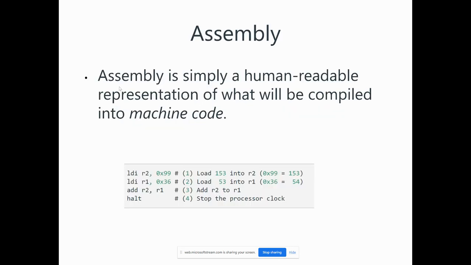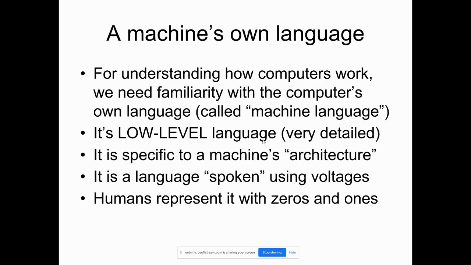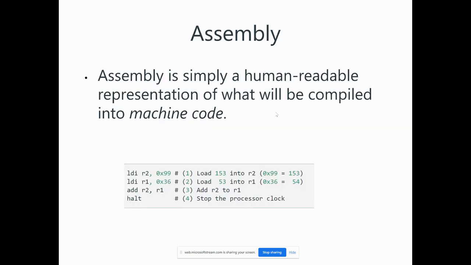Assembly is simply a human-readable representation of what will be compiled into machine code. So what are we going to compile into the machine language? We use something called assembly. Let's have a look at this example of assembly language. Now we have the machine code, we have assembly language, and we have a high-level language.